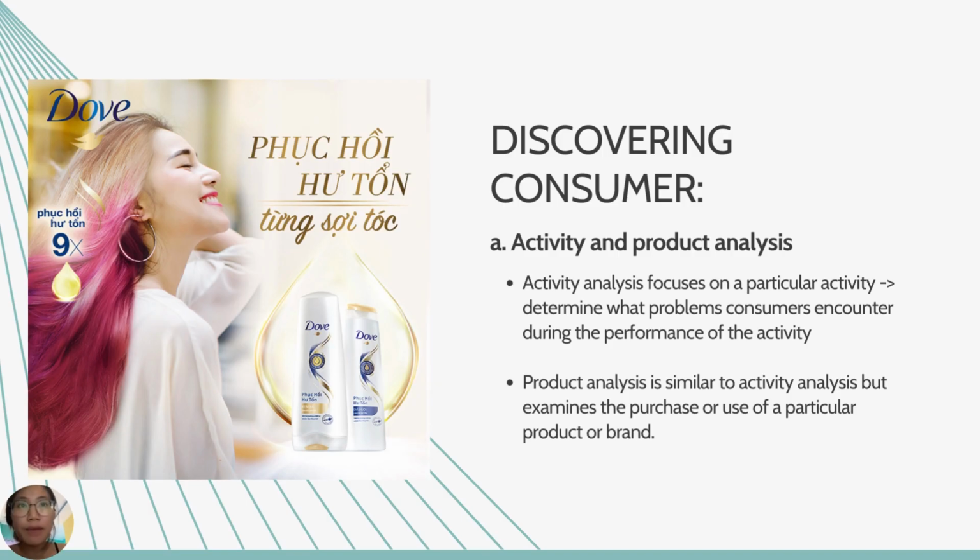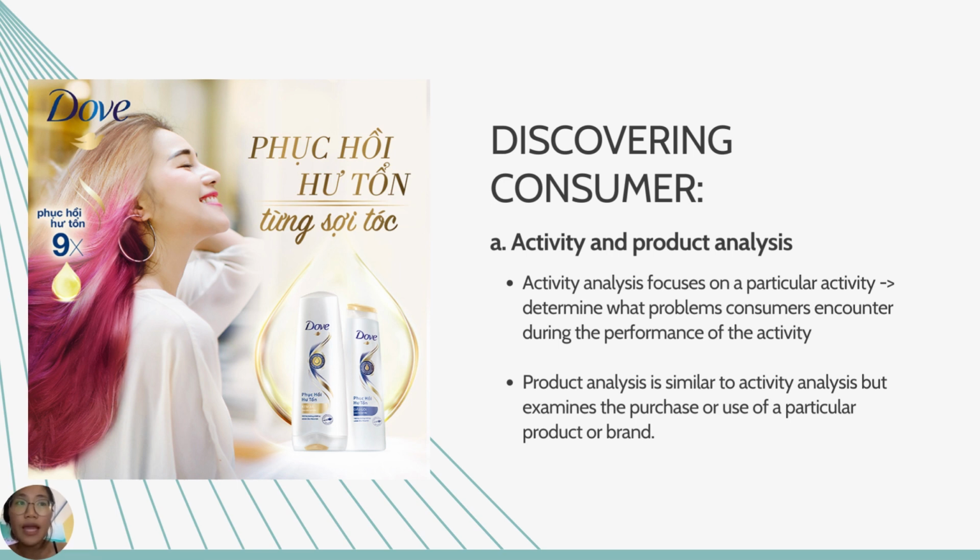First of all, marketing managers have four concerns related to problem recognition: discovering consumer problems, responding to consumer problems, helping consumers recognize problems, and suppressing problem recognition. First is discovering consumer problems. We have part A, which is activity and product analysis. Activity analysis focuses on particular activities, attempting to determine what problems consumers encounter during performance of the activities. For example, they use surveys or focus groups to determine consumer wants and needs.